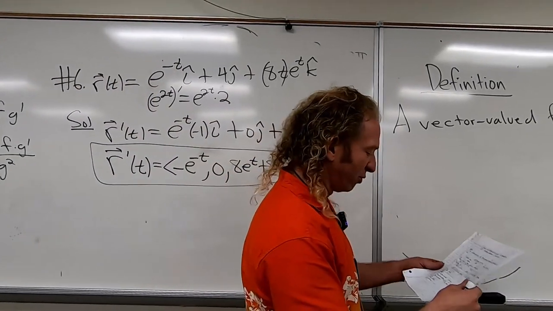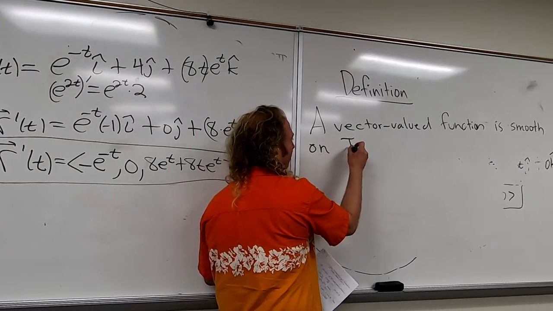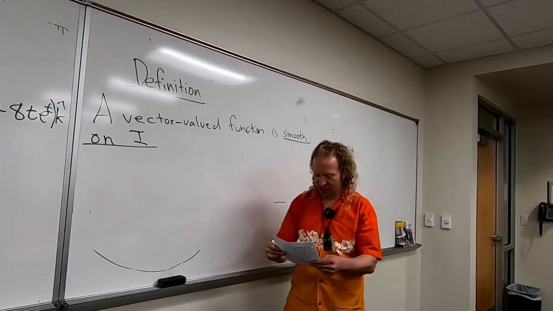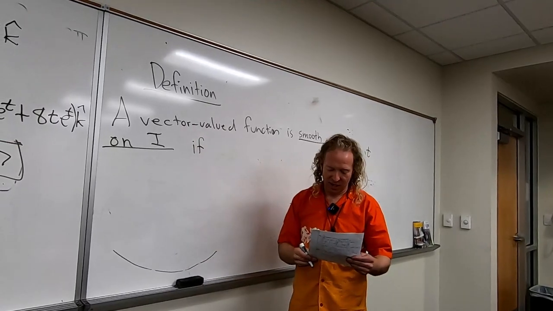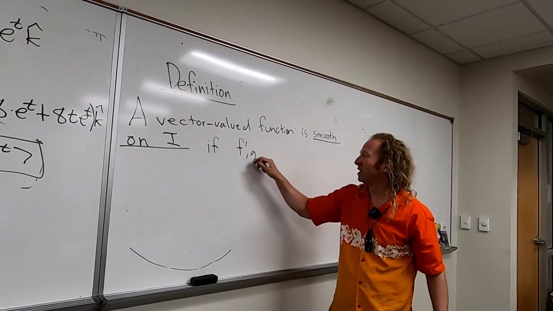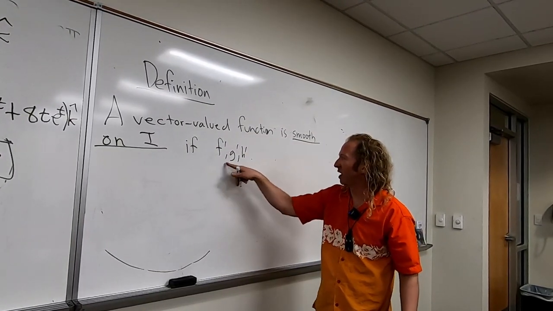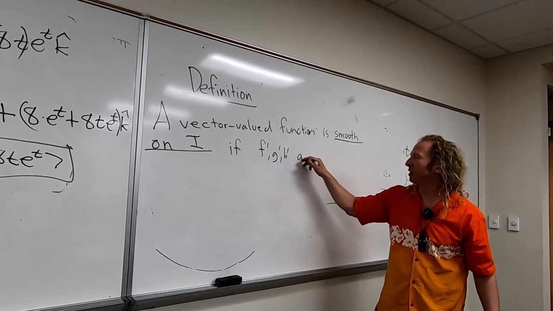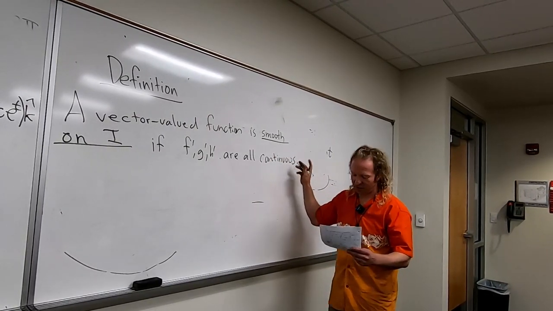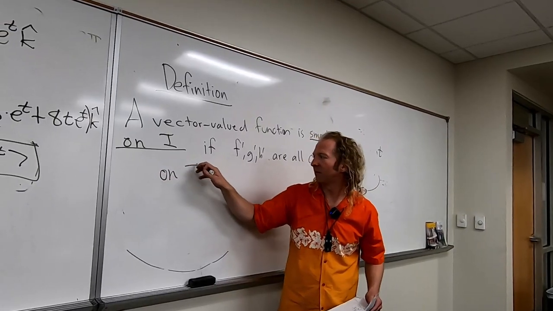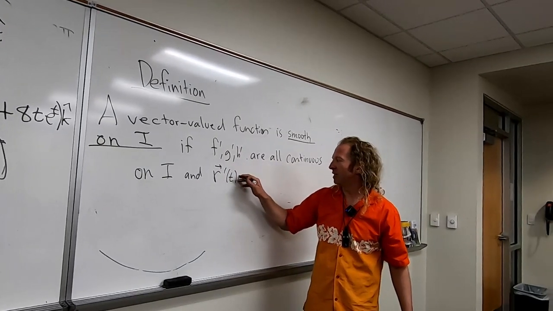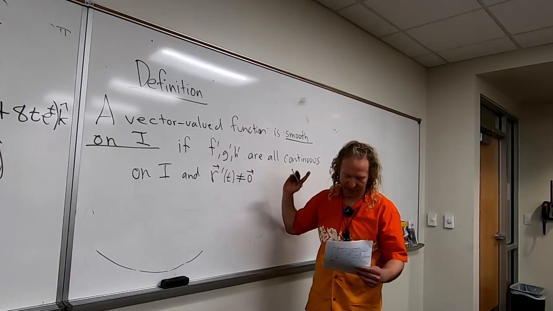But is smooth on I, so I is an interval. So a vector-valued function will be smooth on an interval I if f prime, g prime, and h prime, these will be the components, f, g, h, are all continuous on I. And our vector-valued function's derivative is not equal to the zero vector for any t in I.